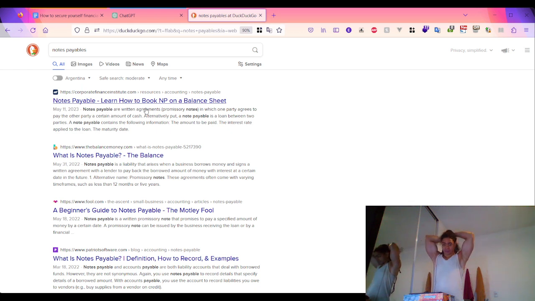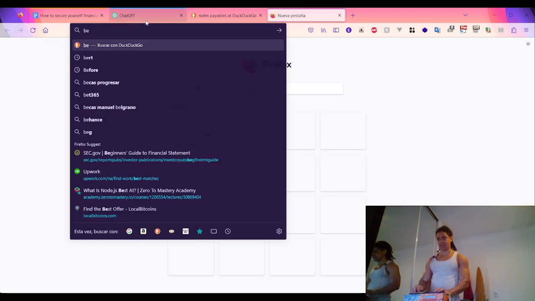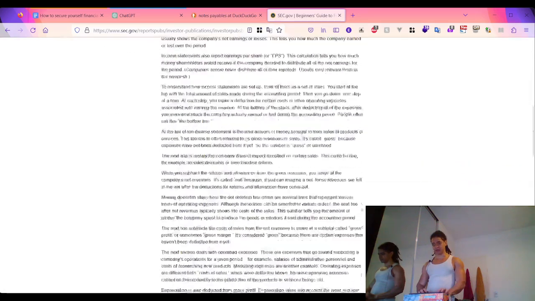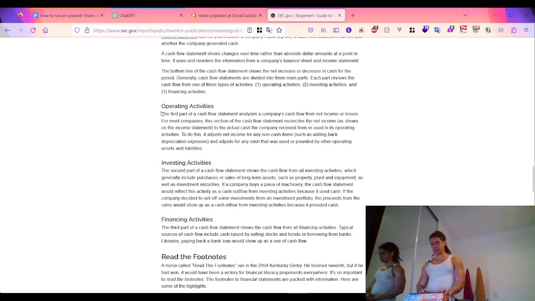Okay, so now that I have made that huge recap of the operating assets and liabilities, I'm going to take a look at the next topic of the beginner's guide to financial statements. That is the continuation of the operating activities, and then I look at the investing activities. The first part of the cash flow statement analyzes the company's net income from the income statement and reconciles that with the total amount of cash used or received from operating activities, operating assets or operating liabilities.